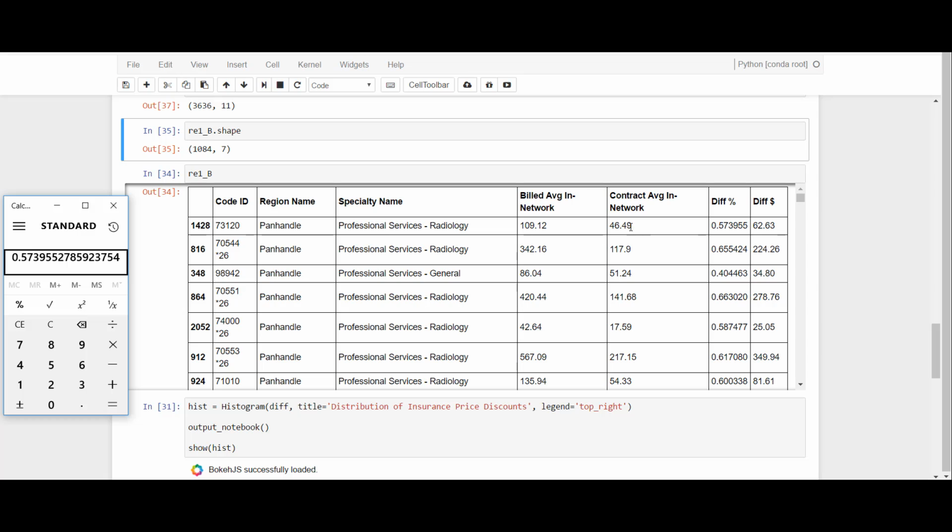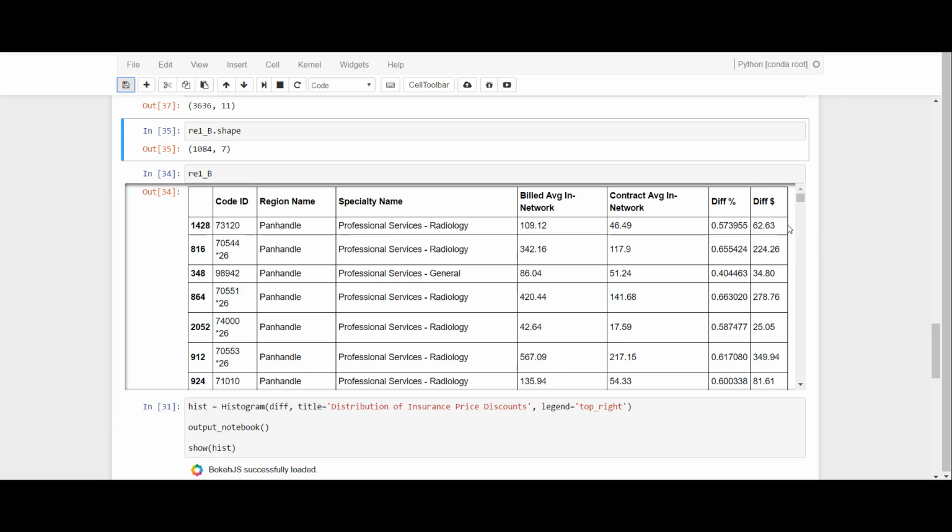And so the member only ended up paying $46, or it would work out somewhere in the neighborhood of 43, 42%. So this column here is the amount that was written off. What it's not saying is $46 is not 57% of 109. It's about 43%. 57% was the amount, the difference between these two, divided by the amount billed. But anyways, so here's our data set.